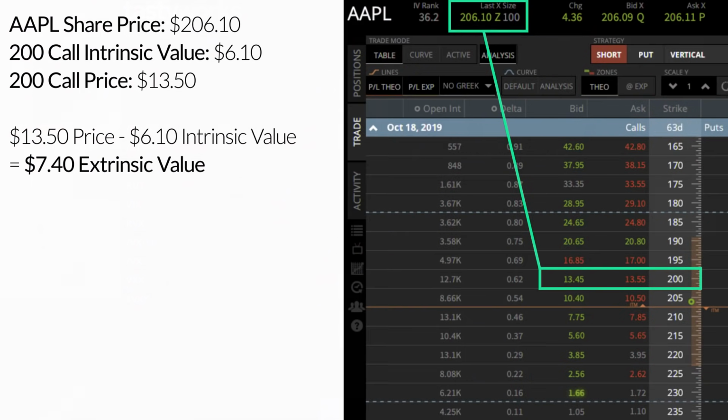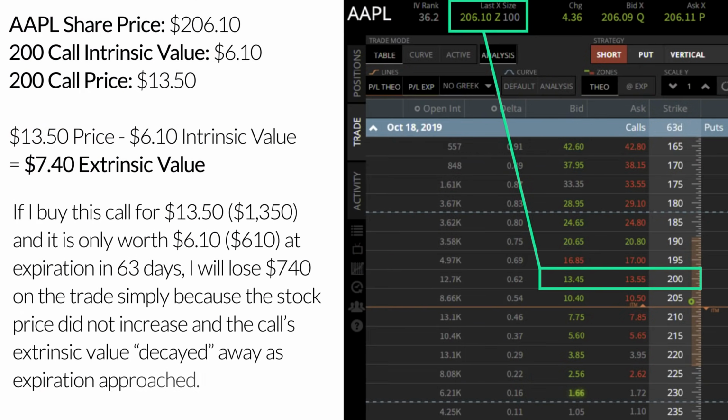And with the option price currently being $13.50 with 63 days to expiration, if we were to plot the option price over time and assuming that Apple stayed right at $206.10, that $13.50 call option would slowly decrease to a $6.10 call option at expiration in 63 days, since that call option only has $6.10 of intrinsic value.